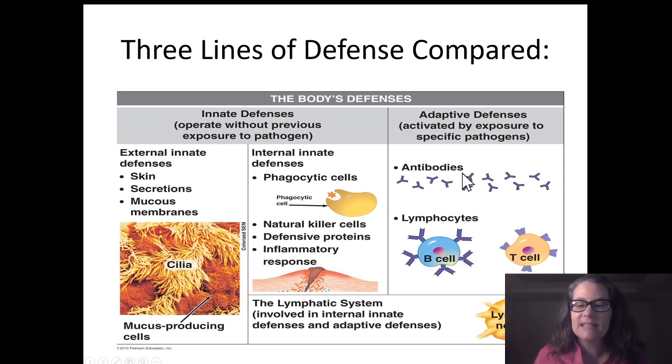This includes B cells and T cells and antibodies. These are only going to be activated when you get exposure to specific pathogens. So you will have only built these, for example, for chickenpox, if you've ever been vaccinated for chickenpox or had chickenpox in your lifetime. If you've not seen chickenpox, you won't have actually built an adaptive defense for that particular virus. Down here, you'll see the lymphatic system, so we're going to talk about that. That's almost like the battleground, the place where these particular lines of defense are stored.